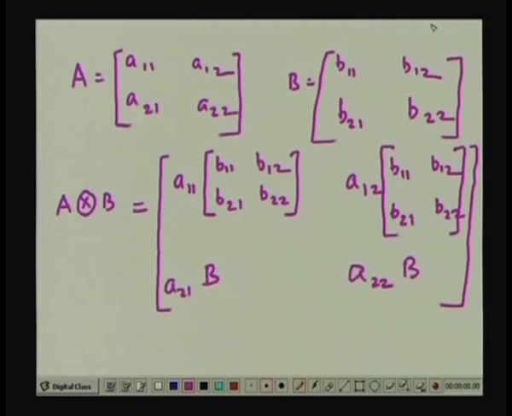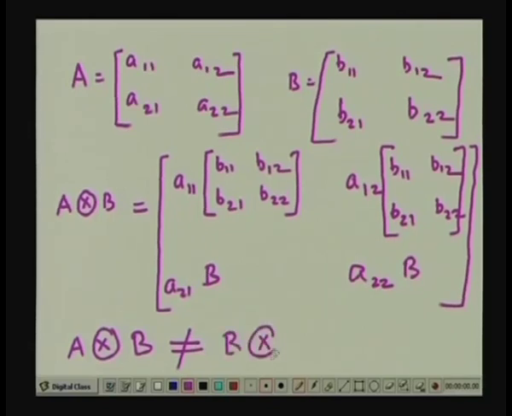Now, from this definition, if I replace the values of A11, A12, A21, A22, B11, B12, B21, B22 from the given matrices A and B, what I get is the Kronecker product of the two matrices A and B. Here let me mention that from this definition it is quite obvious that A Kronecker product with B is not equal to B Kronecker product with A. This is in general true for matrix multiplication: A into B is not equal to B into A. In the same manner, A Kronecker product with B is in general not equal to B Kronecker product with A.